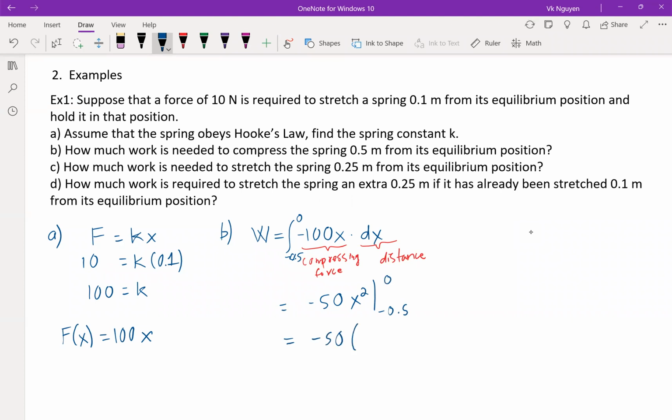Negative 50 times 0 minus negative 50 times 0.5 squared. And then from here, negative times negative is positive, which gives 12.5 joules.